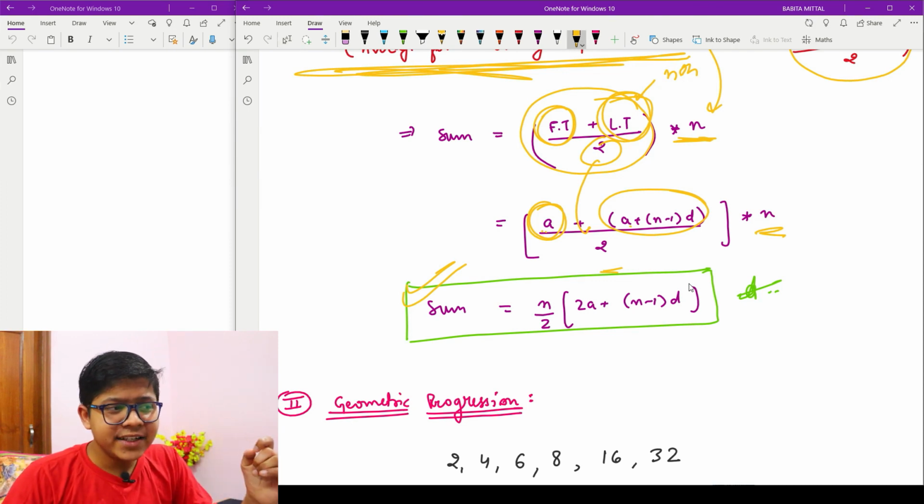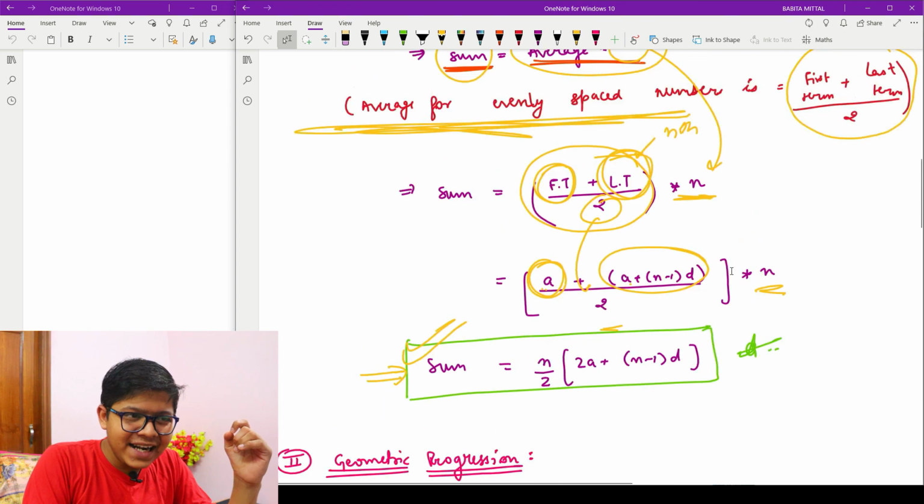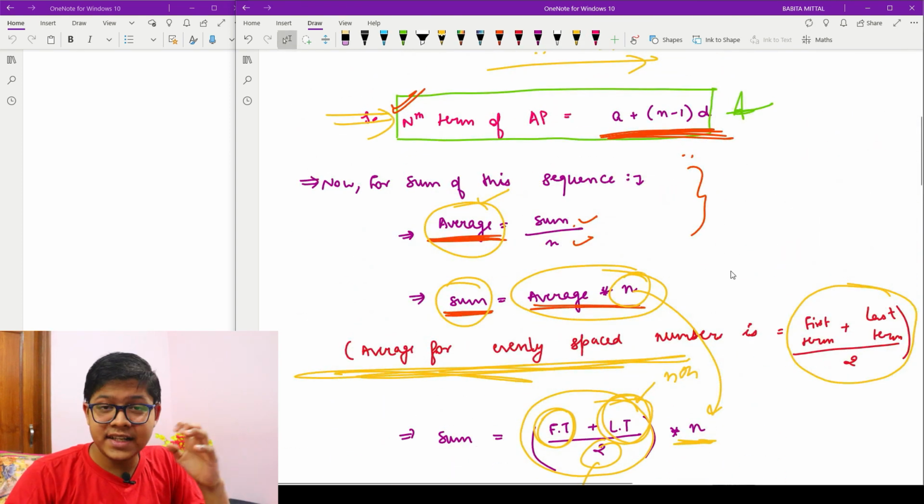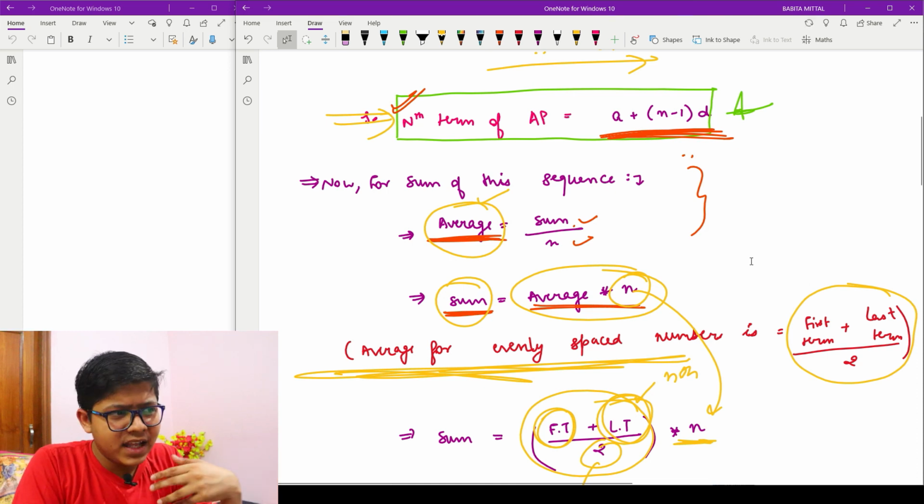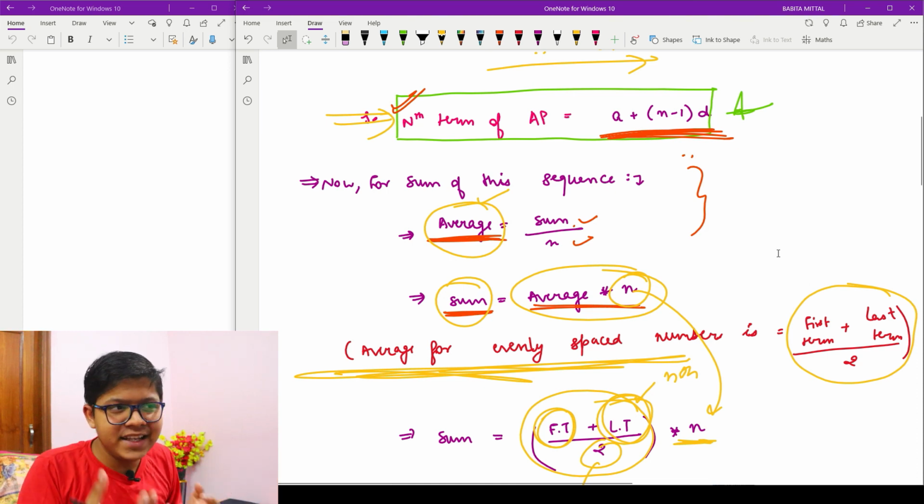So you just need to remember the sum formula and the nth term formula. It is very readily asked in problems, and basically it can be asked anywhere. So it's a very small concept of maths.